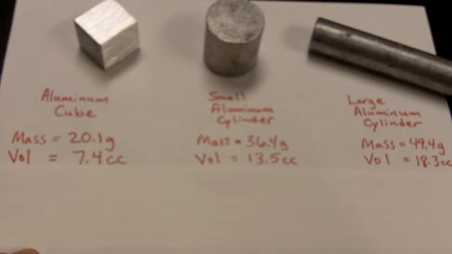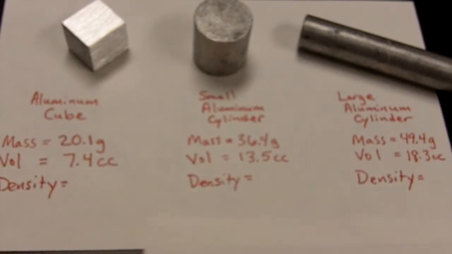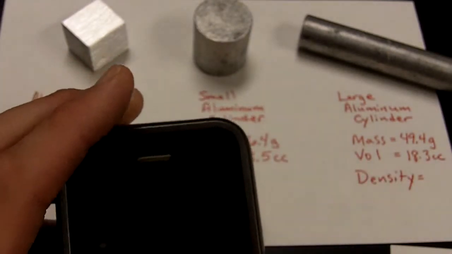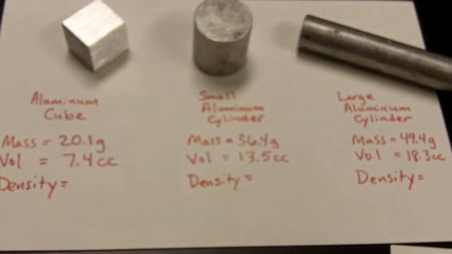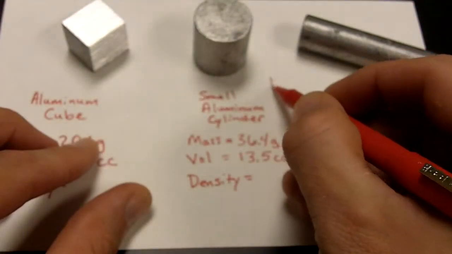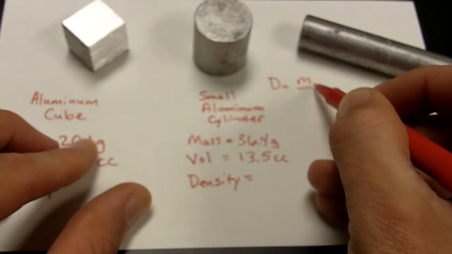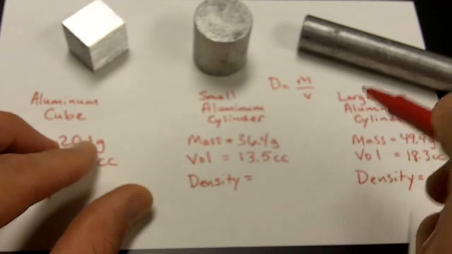They're different sizes, so they have different volumes. They take up a different amount of space. 7, about 13, about 18. So now we're going to get the densities and compare them. So we want the density of each of these objects. On our calculator, we're going to divide the mass by the volume, because remember, to get the density, we're always going to use that handy formula: density equals mass divided by volume.